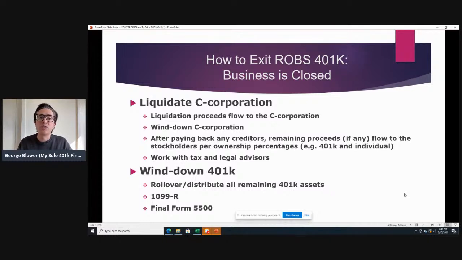So let's say your business goes out of business. In that situation, the corporation would typically liquidate its assets, right? Take the proceeds, pay back the creditors.